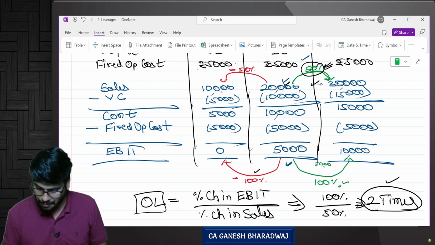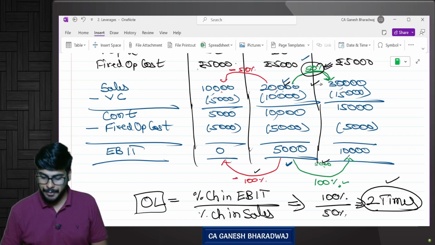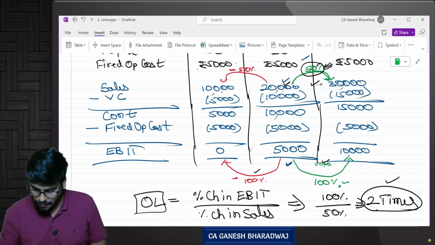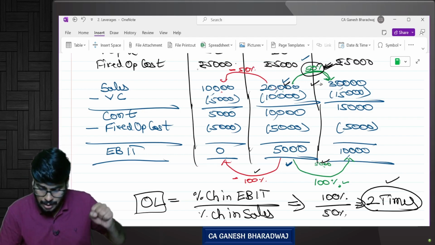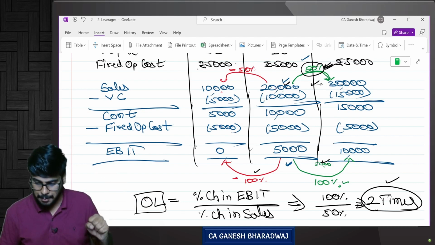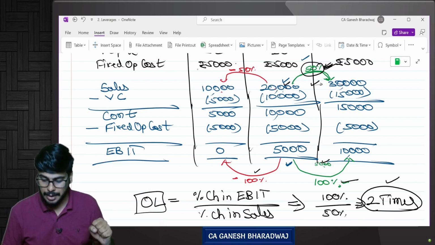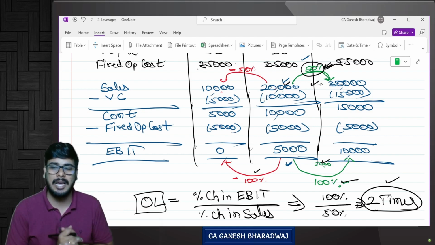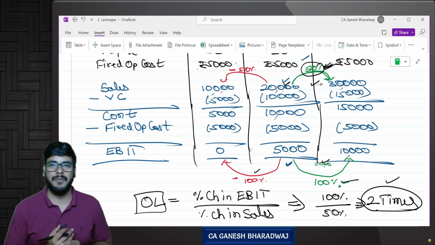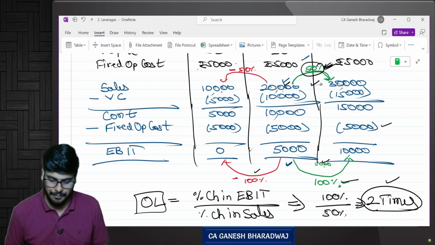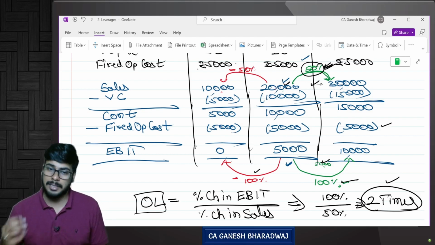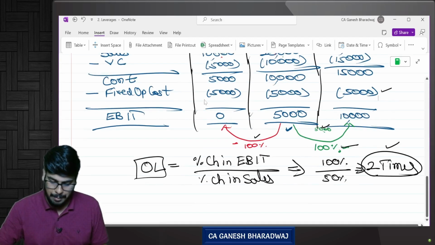Similarly, here if you see, from 5,000 the profit has increased to 10,000. So the incremental profit is 5,000. 5,000 divided by the base 5,000 is 100%. Are you clear with this? So if I increase my sales by 50%, my EBIT is increasing by 100%. Sir, why is this magnifying effect happening? This is happening purely because of the presence of fixed cost. Sir, can you prove this? Absolutely.